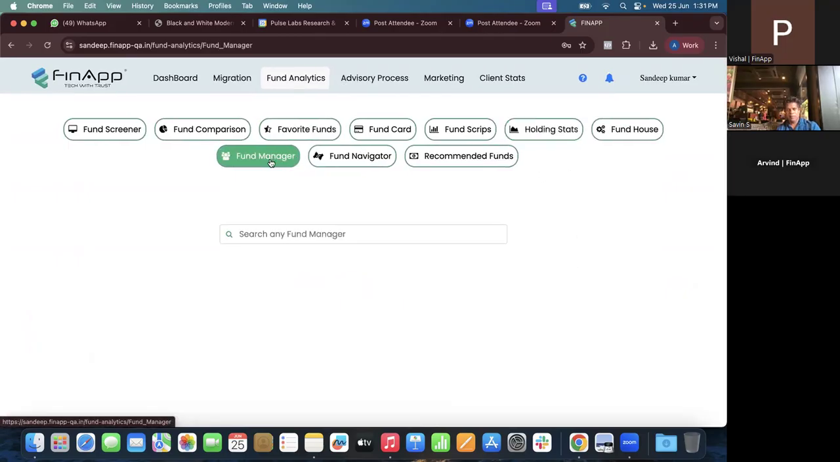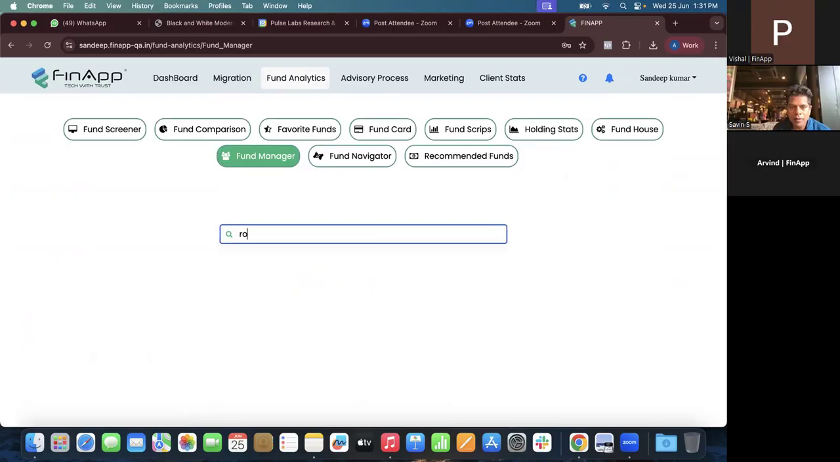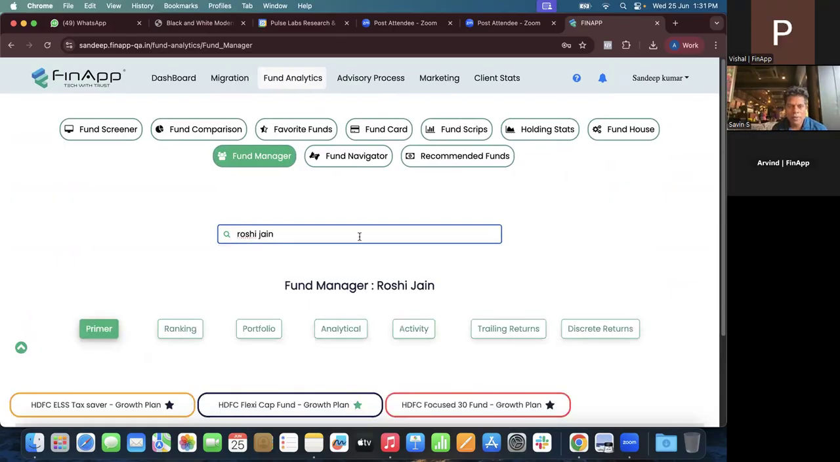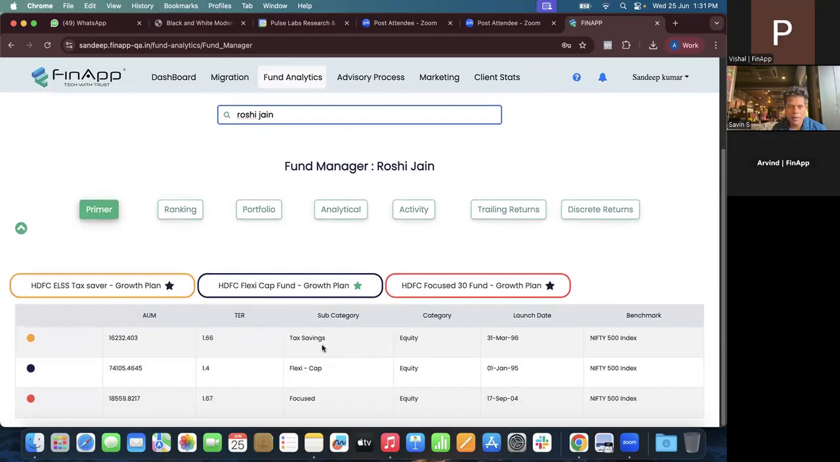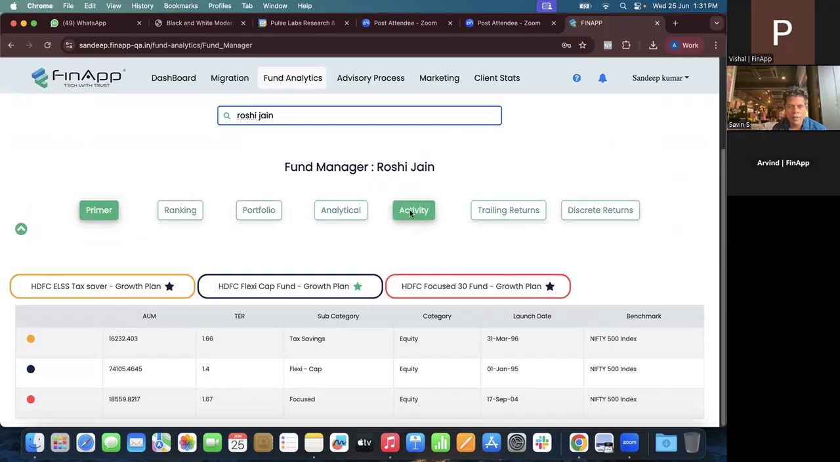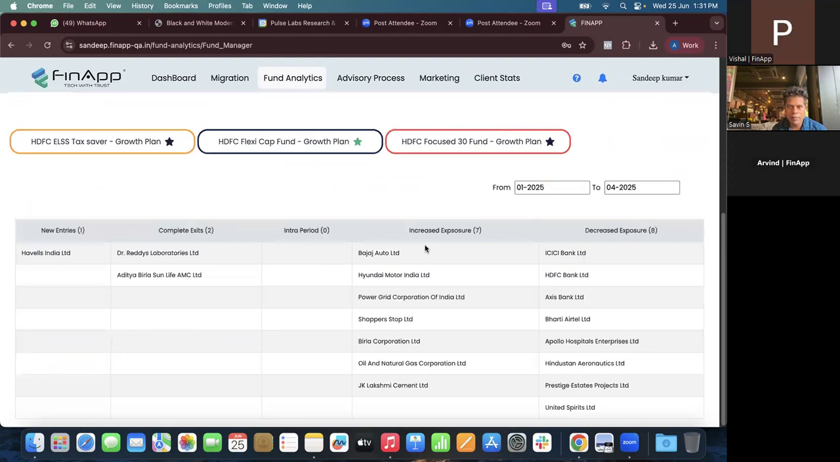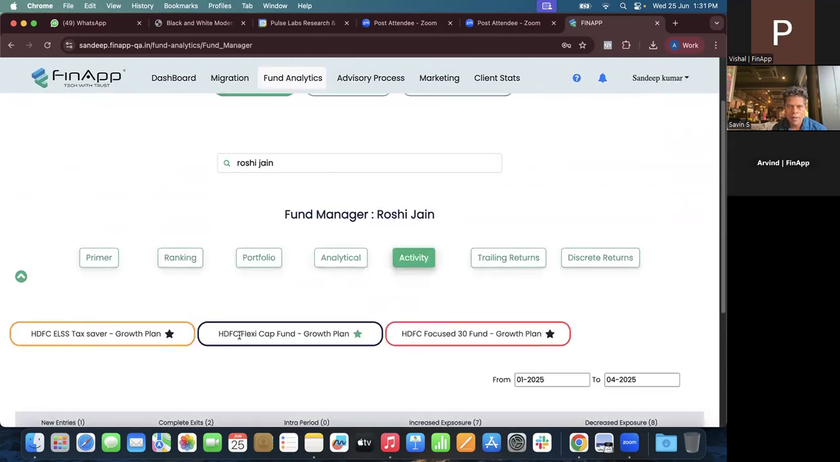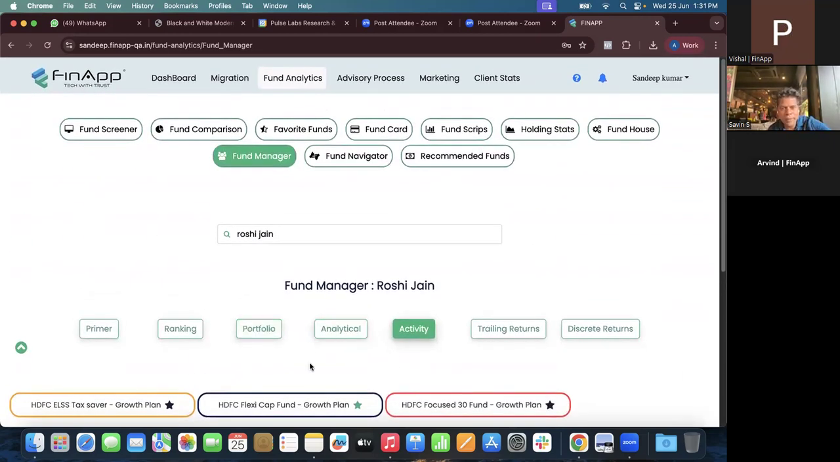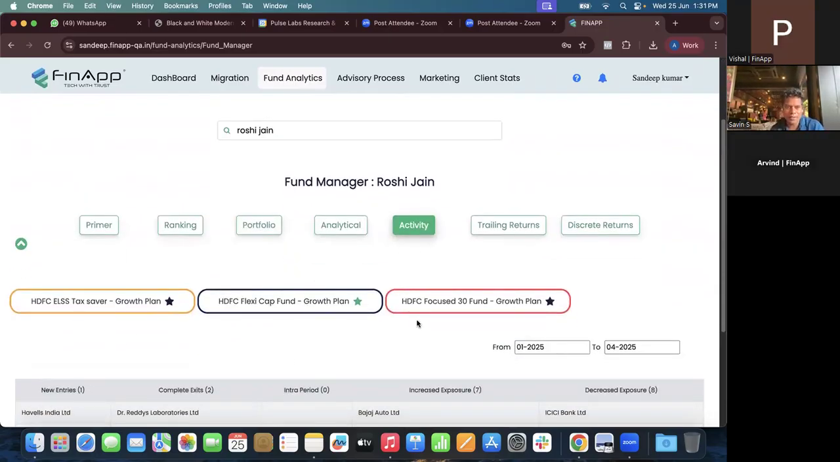You want to check out a fund manager, you can find out what she is doing, what activity she has done over a period of time. You can check it out. But where is Roshi Jain madam working? That is not mentioned here, no? Yeah, HDFC. Which schemes she is working with, right?